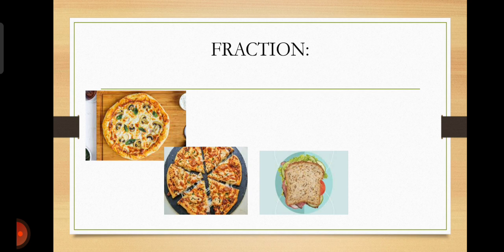Similarly, there is a sandwich. Will you be able to eat the entire sandwich at one time? No. So, for convenience and comfort, it's divided into 2 different portions. So, the 6 pieces of the pizza or 2 pieces of the sandwich is nothing but a fraction in mathematical terminology.